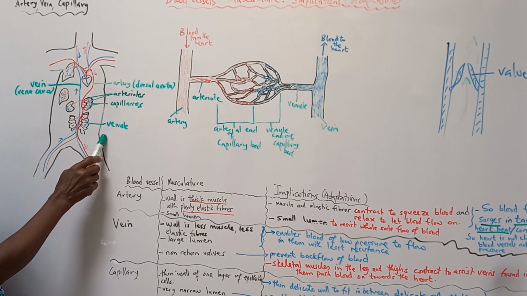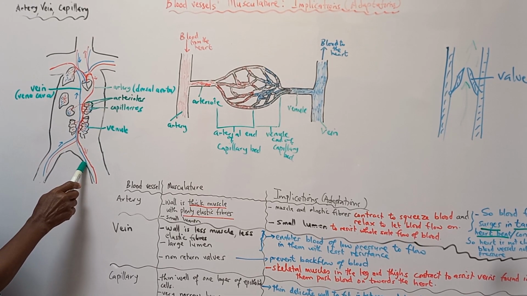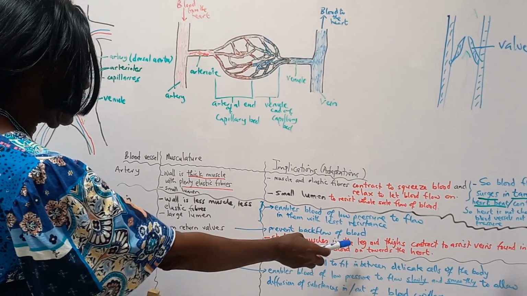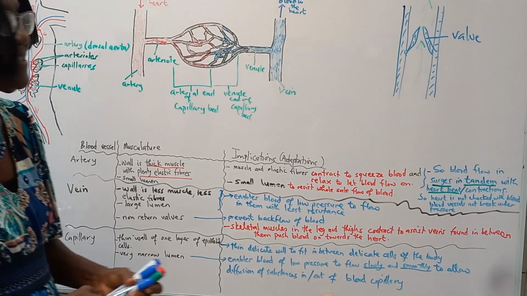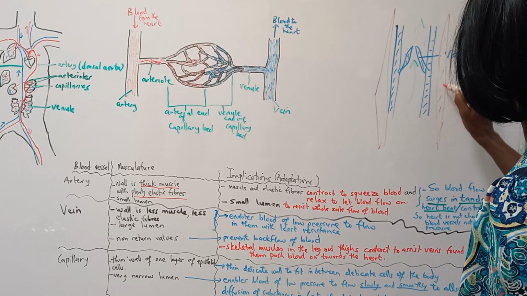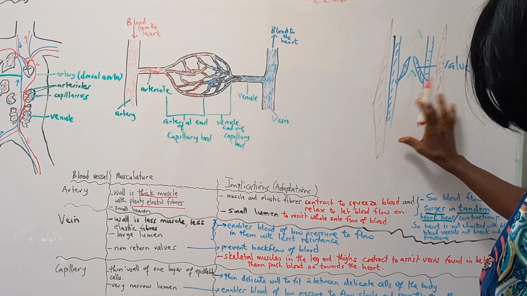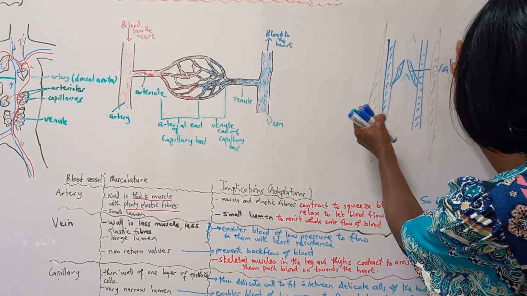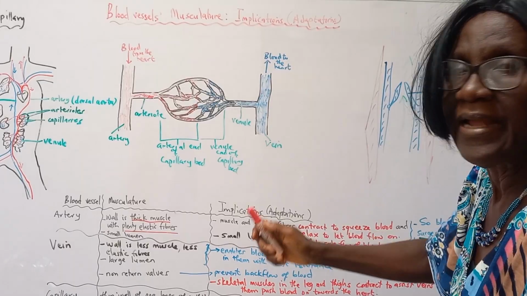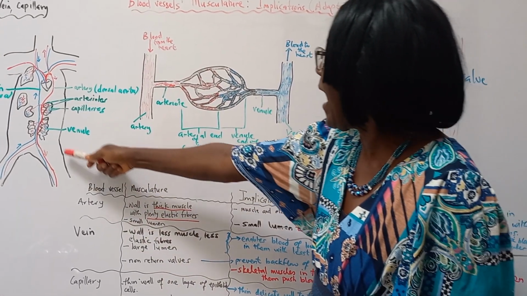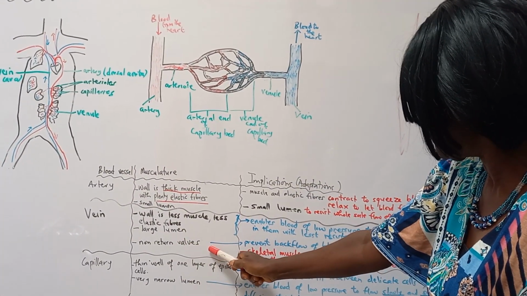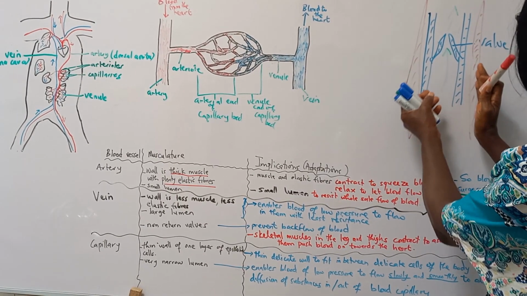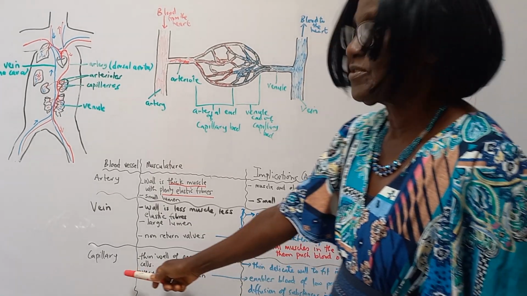So in the lower parts of the body, the legs and the thighs, besides the vein having non-return valves, skeletal muscles in the legs and thighs contract to assist. If these are skeletal muscles, there's a vein in between. The skeletal muscles contract and relax. As they contract and relax, they push blood and assist blood in the veins to go up. So besides non-return valves, there are skeletal muscles in the legs and the thighs that contract and relax and push blood in the veins.